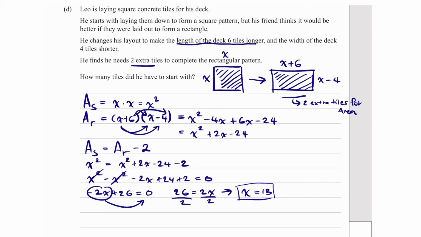So have we answered the question? Have we worked out how many tiles we had to start with? The answer is no, right? Our value of x is one side of the square. So in order to work out the total number of tiles, which we already discussed was the area, we need to use our area equation. The area of the square is equal to x squared, so x is 13. What is 13 squared? It's 169. So we had 169 tiles to start with.